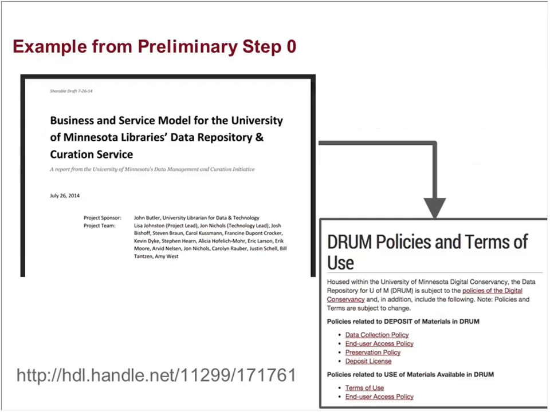So as a few examples of that, I'll share the data repository at the University of Minnesota. One of the steps we took in this process was creating a business and service model for our repository and curation services. And this really took a look at all of the different variables that we would need to consider before launching a service. And those variables then lend themselves to our actual published policies, which include a data collection policy, what we will keep and what we will take in, as well as an end user access policy, what we anticipate others to do with the data. And that is available on that persistent URL there.